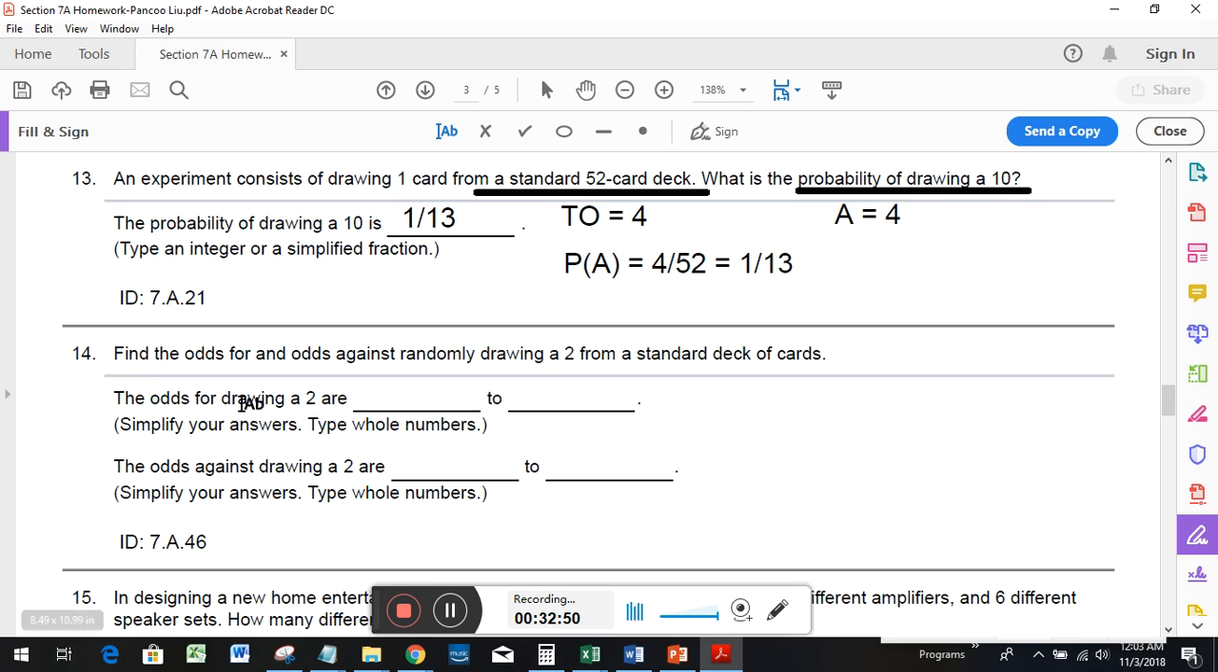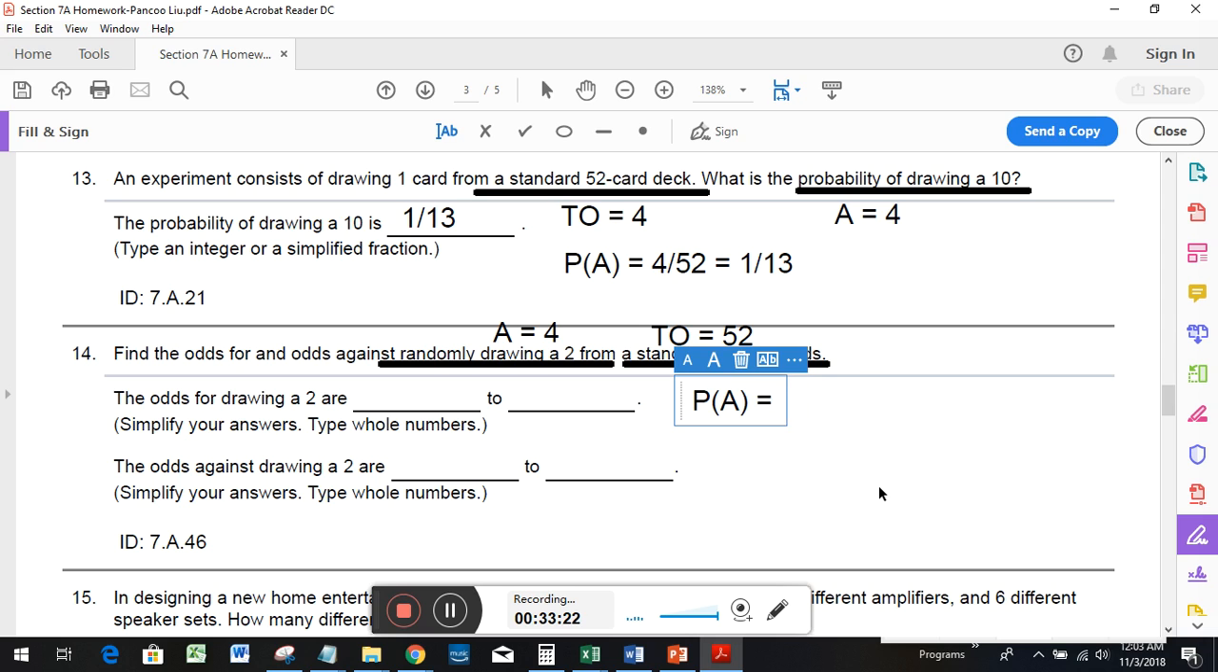Now, number 14 deals with odds for and odds against again. In this case here, it says randomly drawing a 2 from a standard deck of cards. So again, we have 4 2s in a deck of cards. So your event is 4, and then your total outcome is 52 in a standard deck of cards. So basically, the answer will be similar for P of A in number 13. So your P of A is 4 out of 52, which reduces down to 1 over 13.